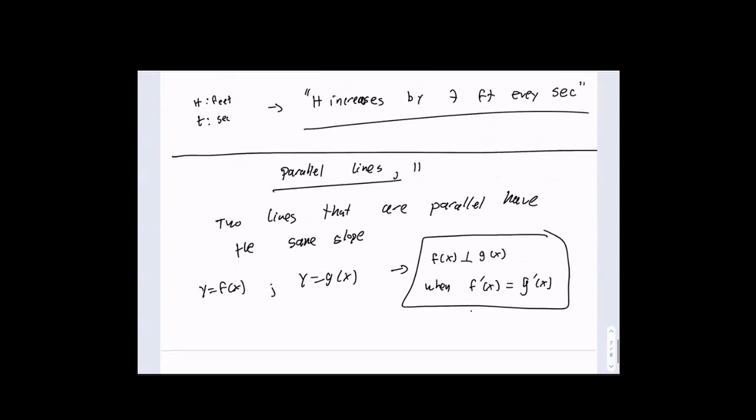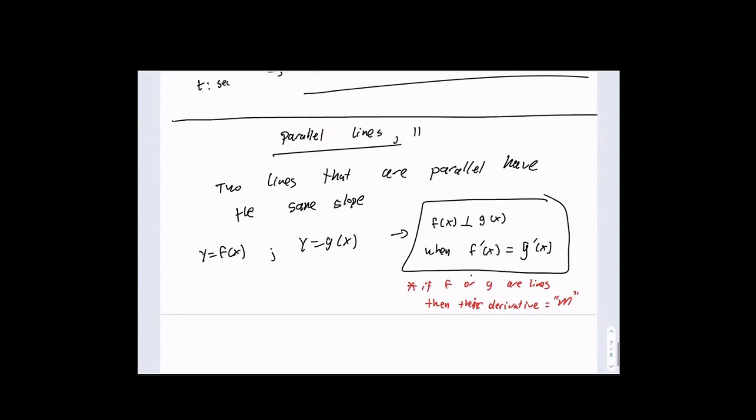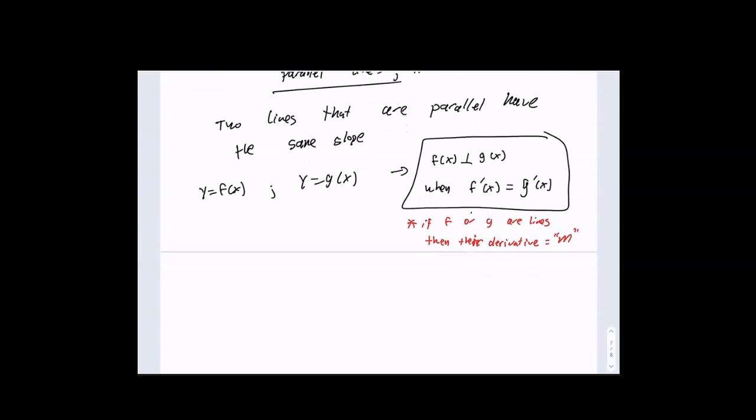And remember that if f or g are lines, then their derivative is equal to m, the slope of that line. So if it's a line, then it's the slope of the line. You'll see that in one of the problems. I'm going to say, here's a function that's not a line. When is this parallel to this other line? But I can also give you just two equations. I can say, here's a function, here's another function. When are the, oh, I did the wrong symbol again. Sorry.